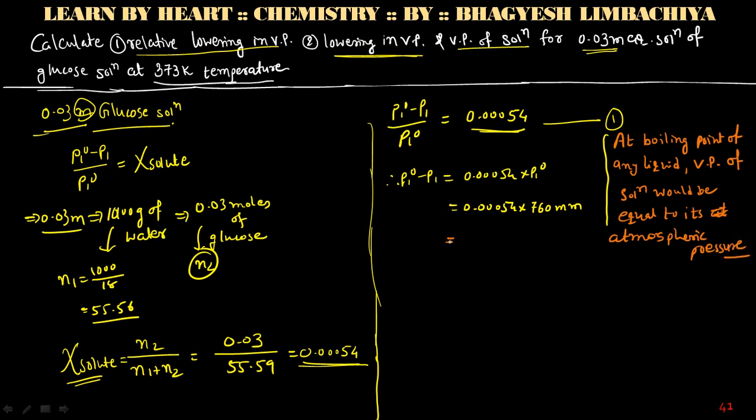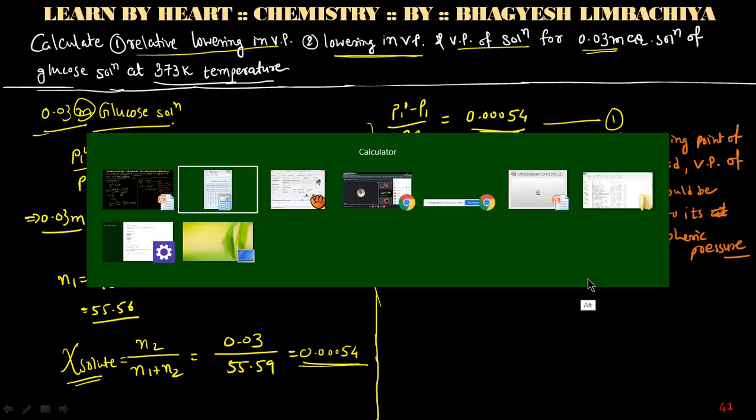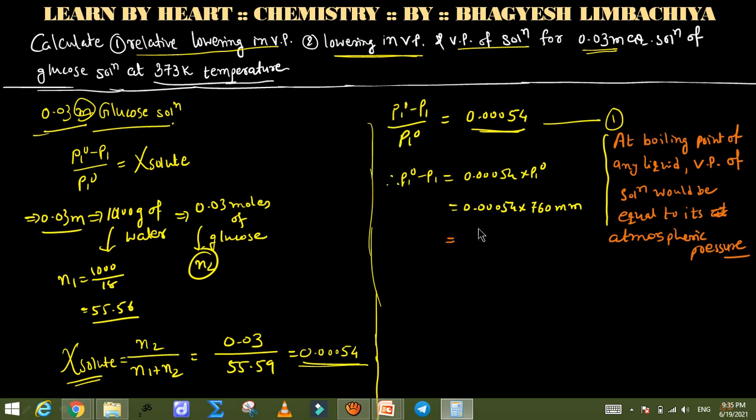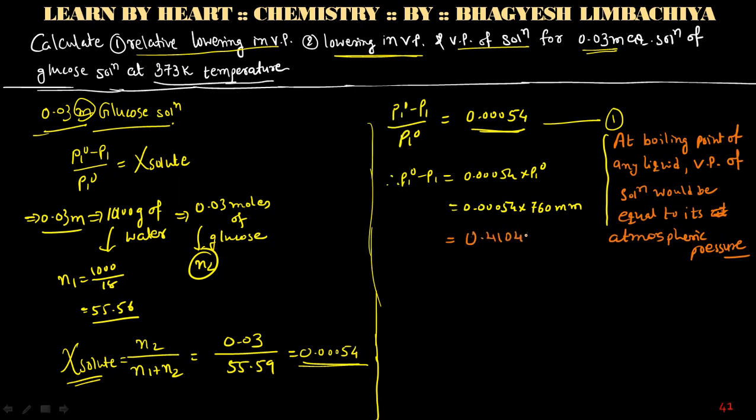ओके तो अब ये मल्टीप्लिकेशन क्या होगा स्टूडेंट्स, 0.00054 multiplied by 760, it is 0.4104 mm, right? And P1 will be now 760 minus 0.4104, so it is 759.586, means 59 हम बोल सकते हैं, 759.59 mm. This is the answer.